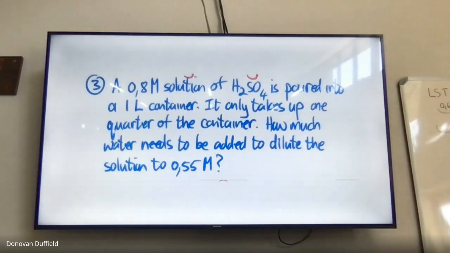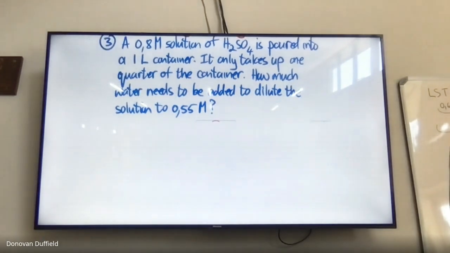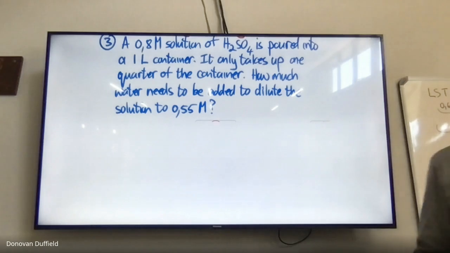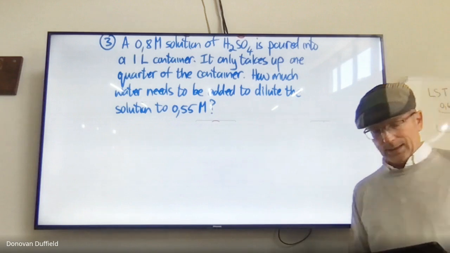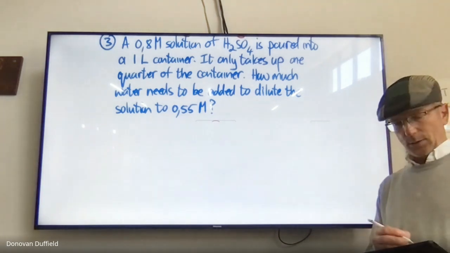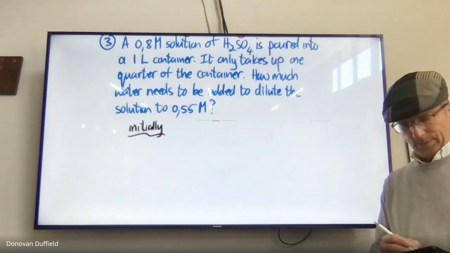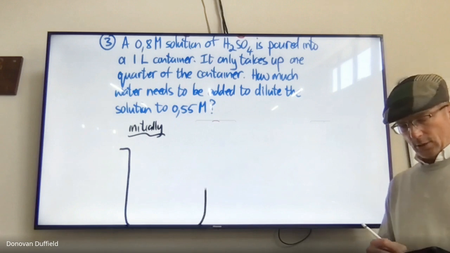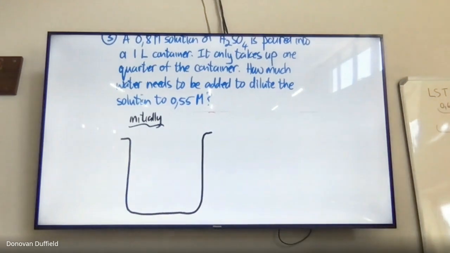You see, this is the next one. Yes. Sure. Okay. So the next one is where we're going to use dilution. So a 0.8 molar solution of H2SO4 is poured into a 1 liter container. It takes up 1/4 of the container. So what we have initially, we have a 1 liter container. Yeah. We have a 1 liter container, okay?